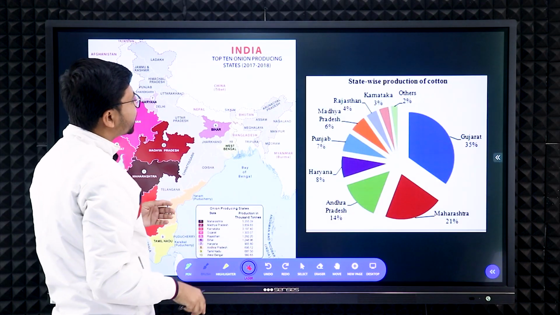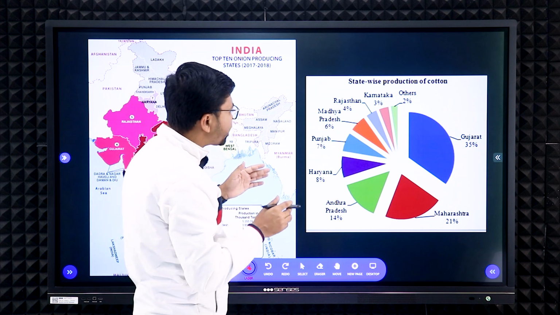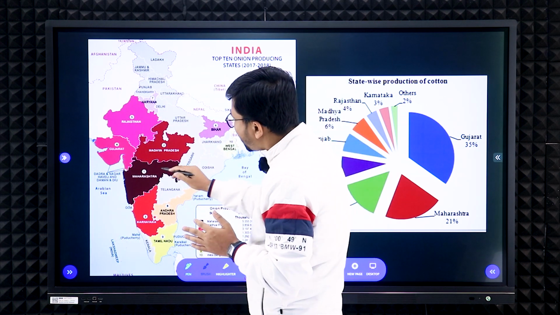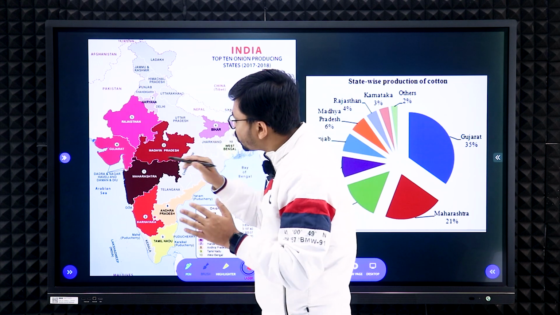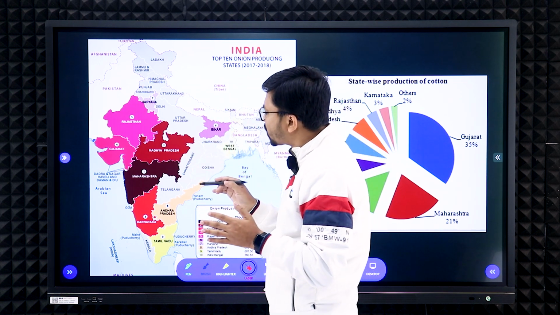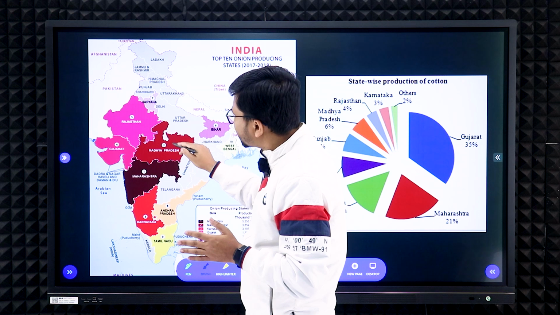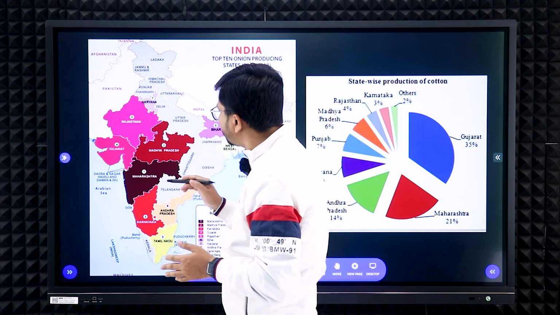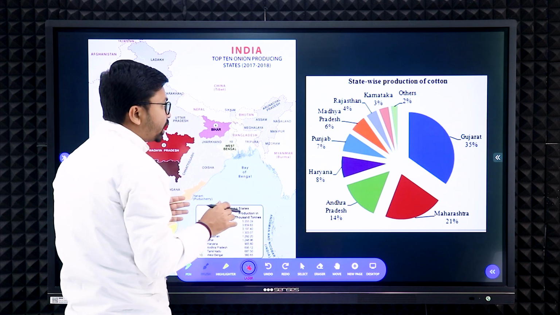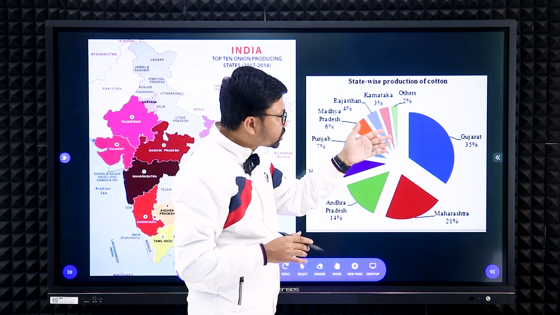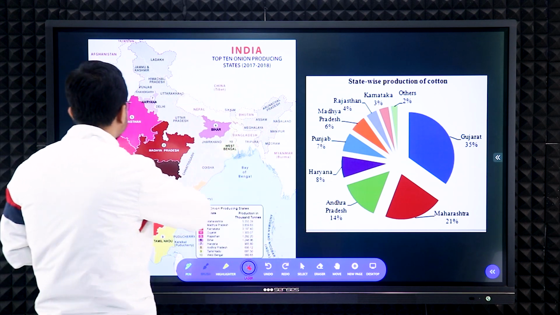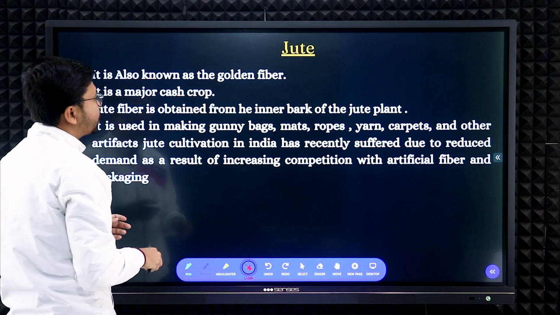Now the next important thing is the distribution. Here you can see cotton is mainly distributed, as I said, in Maharashtra and Gujarat. Those are the places where we get much more cotton, and along with that Madhya Pradesh and Rajasthan, even some parts of Karnataka, also give such cotton, right? Here you can see Gujarat is maximum, and then Maharashtra, Andhra Pradesh and Haryana are the states where we get more cotton cultivation.